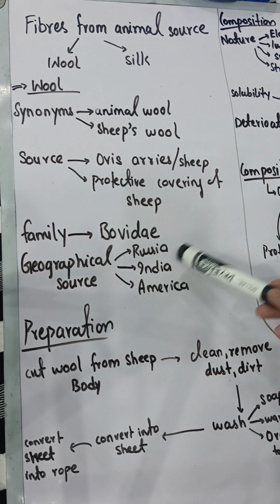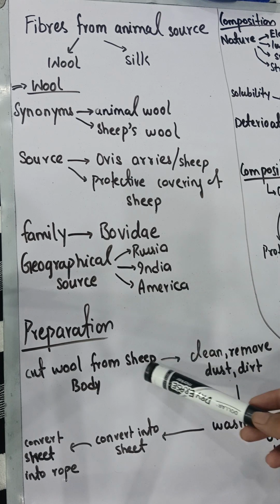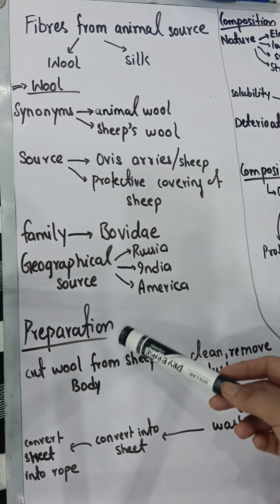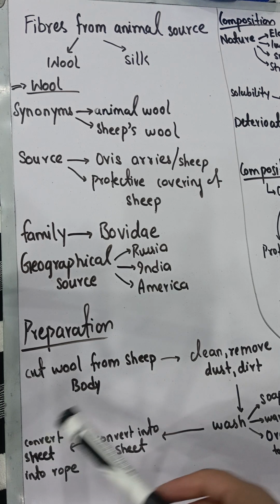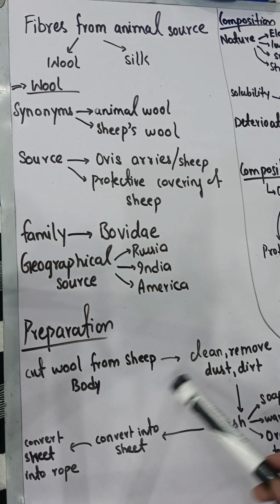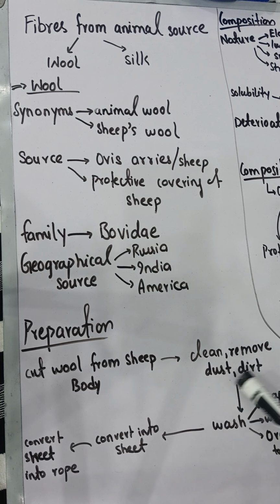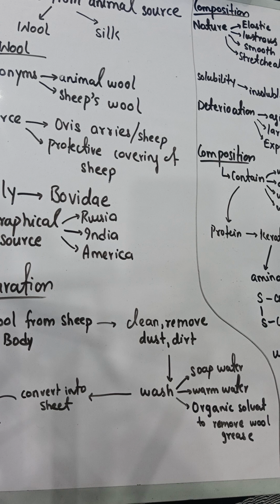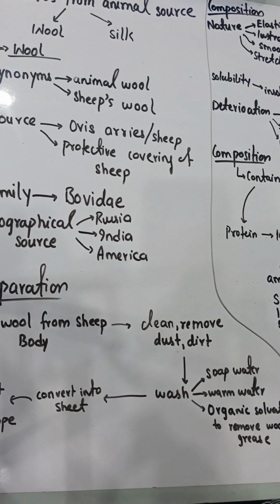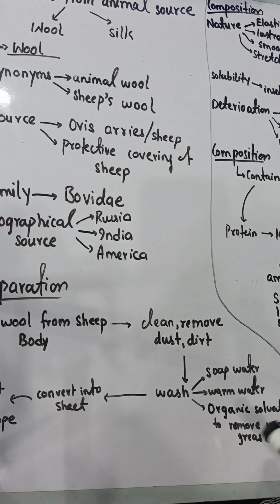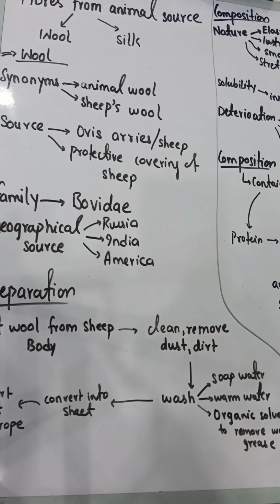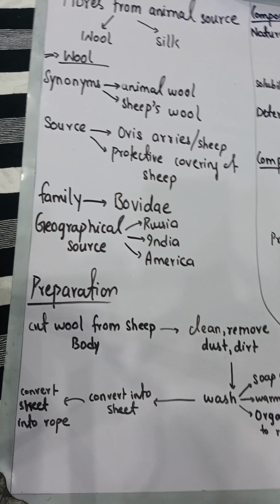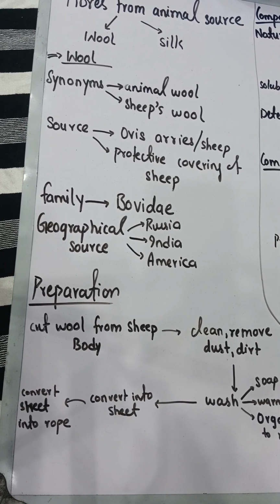Geographical source is Russia, Africa, America and India also. So how to prepare it? First of all, you have to cut the wool from the sheep's body. Then you have to clean it by removing all the dust and dirt. After that, you have to wash it with soap water, warm water, or an organic solvent to remove the wool grease. After that, you will convert it into a sheet and convert this sheet into a rope.